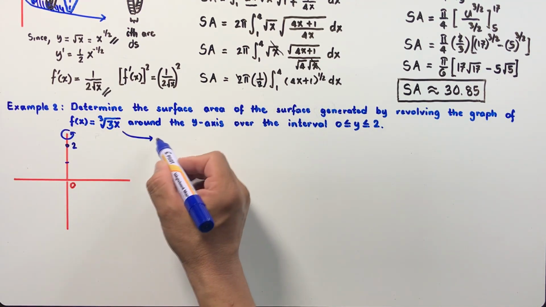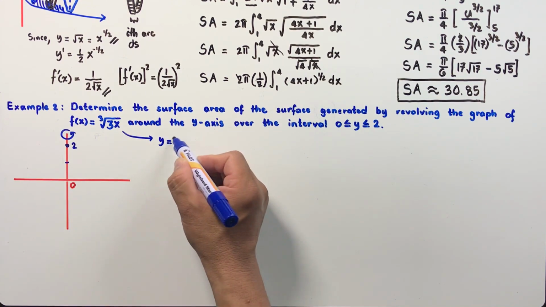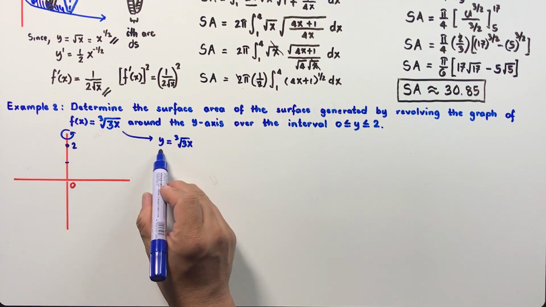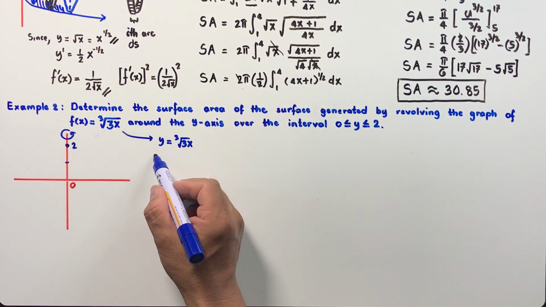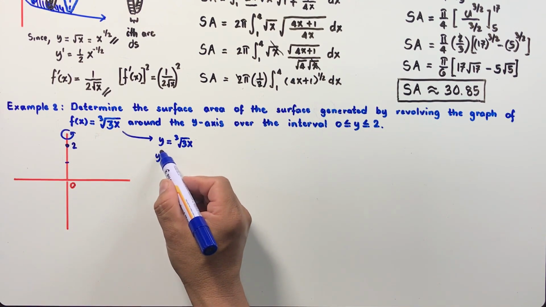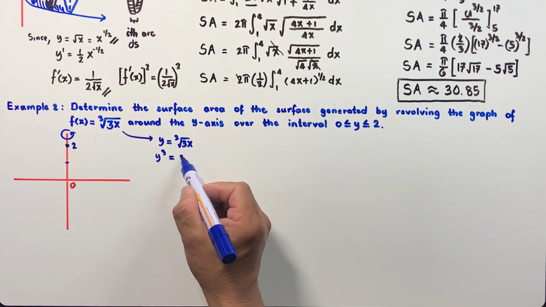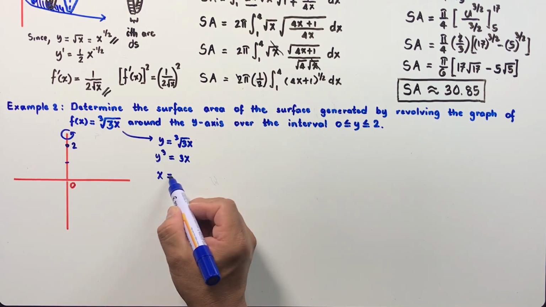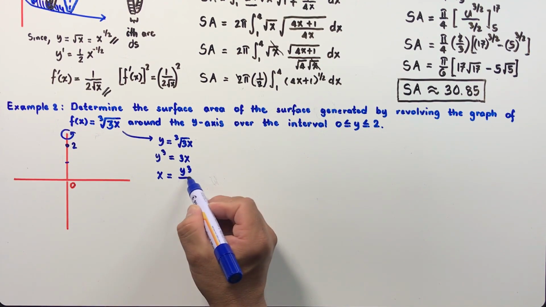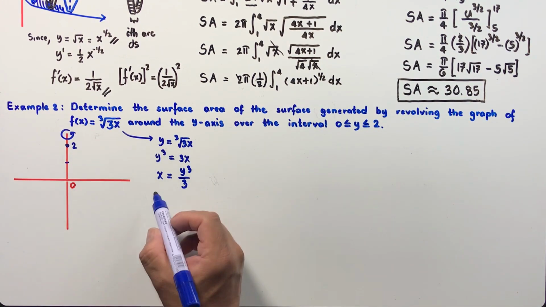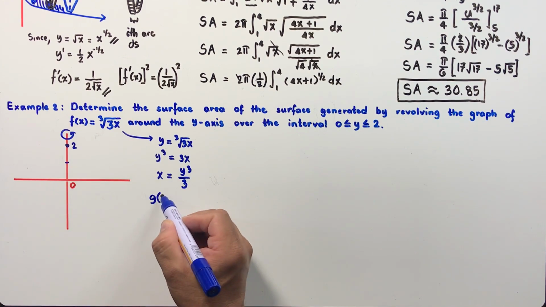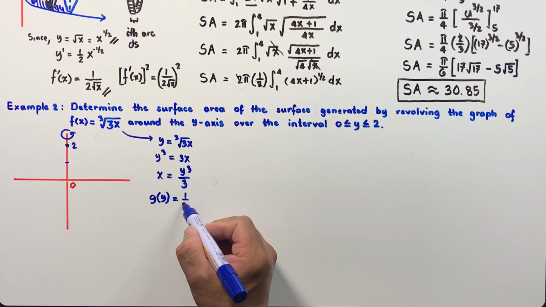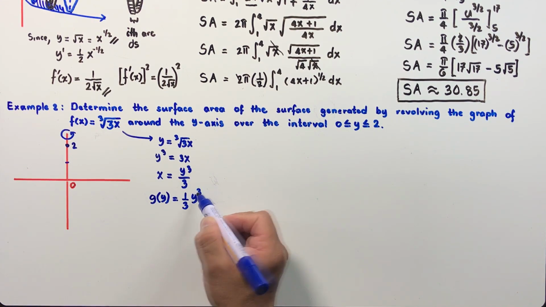So this one, which is equal to the cube root of 3x, our y, we can solve for x by cubing both sides of the equation. So this is y cubed, which is equal to 3x. And then dividing both sides of the equation by 3, we have y cubed over 3. So this is our function in terms of y. Say we name it g of y, and this is 1/3 of y cubed.